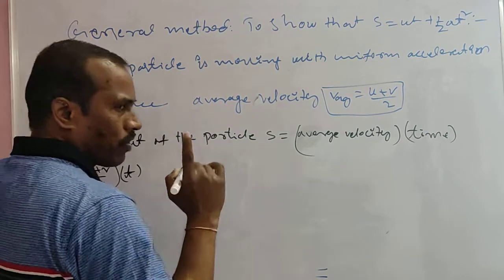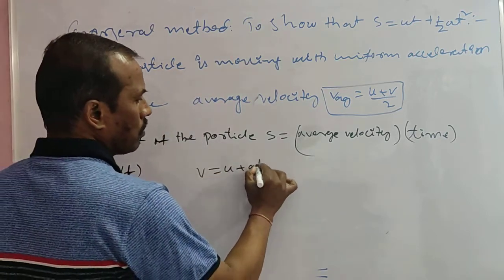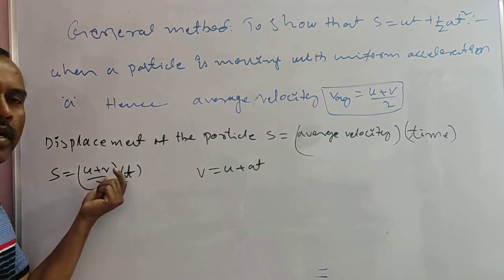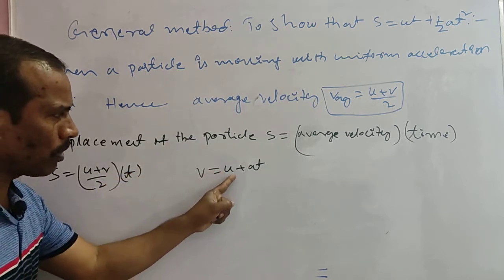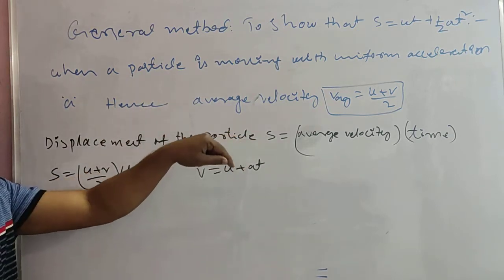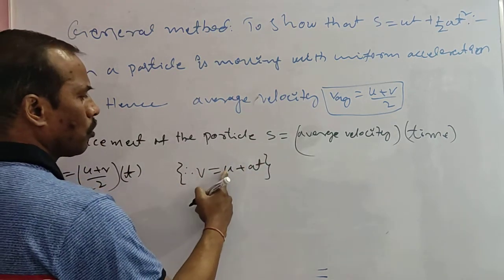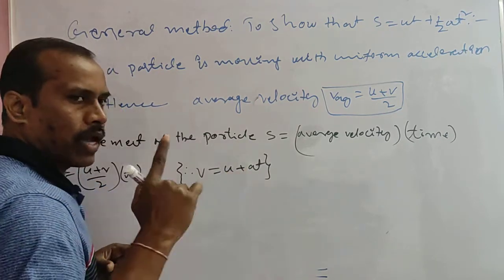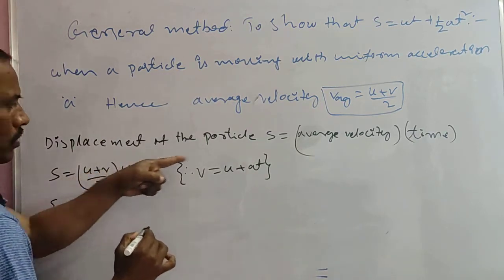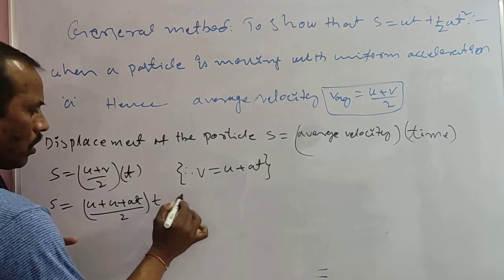But from the first kinematic equation, v is equal to u plus at. Substituting this value of v, we get the displacement of the particle. Since v is equal to u plus at, simply s is equal to u plus u plus at by 2 into t.